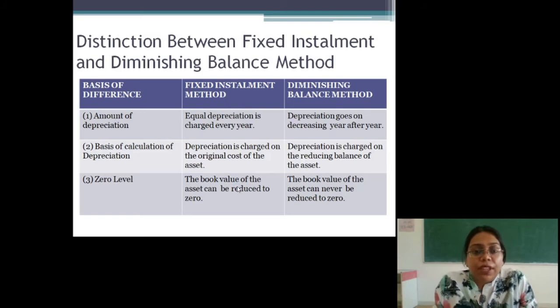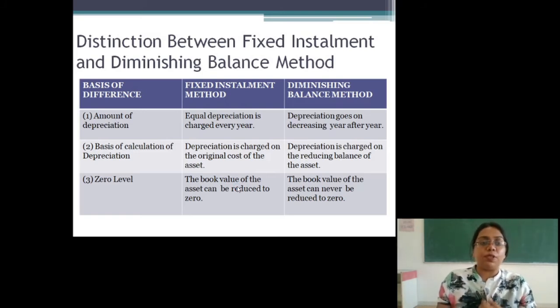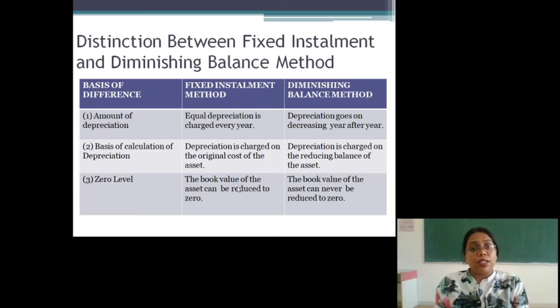Now the distinction between the fixed installment method and diminishing balance method. This is a very important theory question that can come to your exams. So we will discuss it once. Basis of difference, fixed installment method and diminishing balance method. If we differentiate these two methods on the basis of amount of depreciation, there is always an equal depreciation charged every year in fixed installment method, and in case of diminishing balance method, depreciation goes on decreasing year after year.